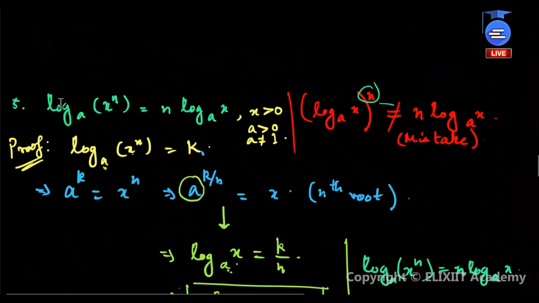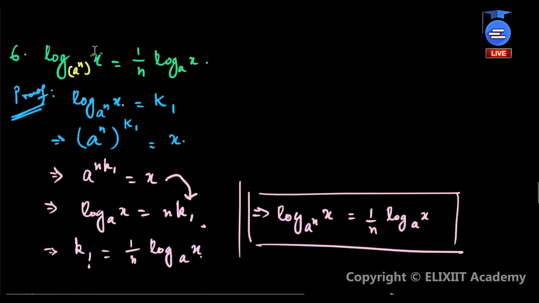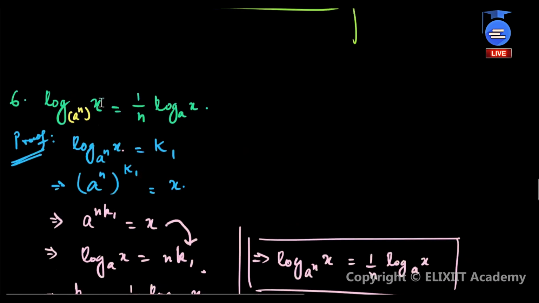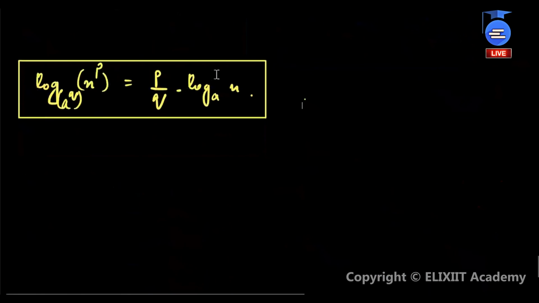This fifth one is what? Log x to the power n base a is n log x base a. And the sixth one is log x base a to the power n is 1 by n log x base a. So we have simply combined these two. Now simply take power over here, x to the power n. So this will become p by q. There I have considered x to the power p, and here I have considered a to the power q. You have p by q log n base a, right? So this combination of the fifth and the sixth property, you can write it down.